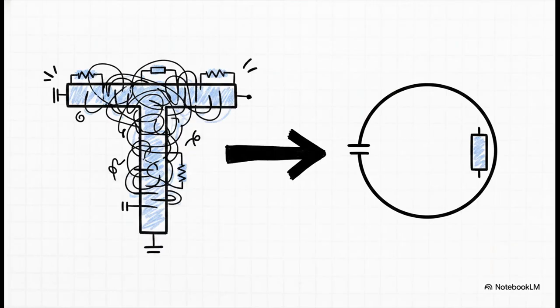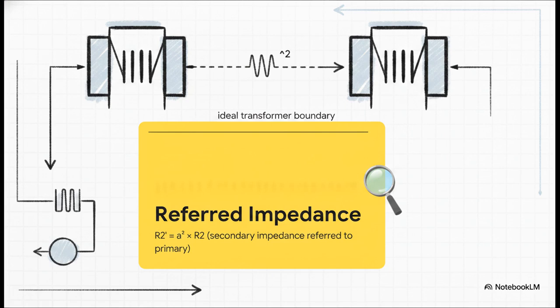Now, if you recall from part 1, we had that somewhat messy T-equivalent circuit. Primary components over here, secondary components over there, and an excitation branch just sitting right in the middle. It was highly accurate, sure, but incredibly tedious to solve. Well, the promise for today is that we are going to collapse that entire practical equivalent circuit into a single, highly solvable loop. One circuit, one side. So how do we actually get everything onto one side?